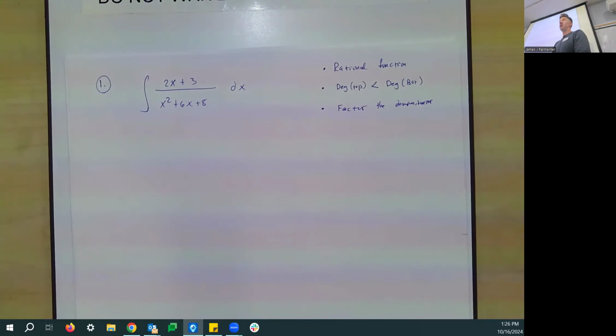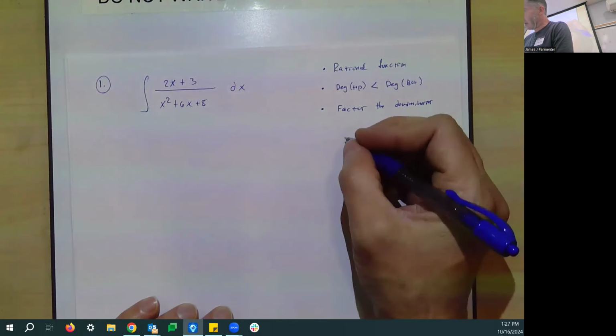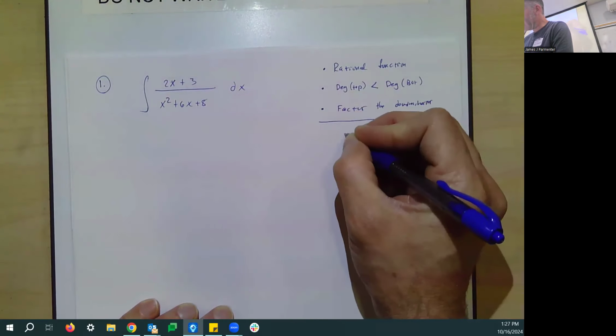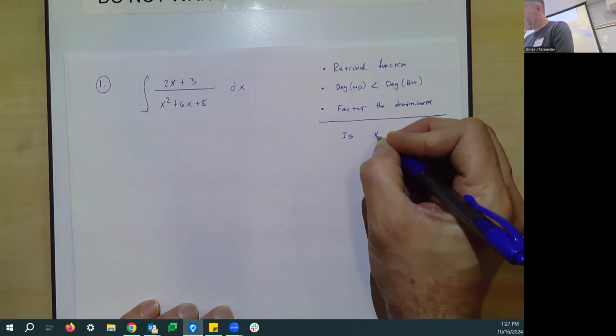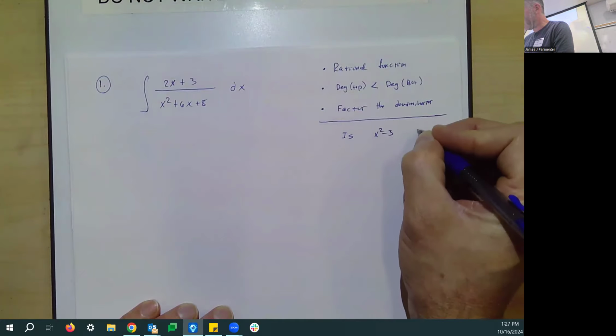So for example, if your denominator is something like x squared plus 3, that doesn't factor. I'm going to use factor real loosely here, though, because factor is a term filled with lots of regret. I'm going to ask you all a question that has an unsatisfying answer. At least it might, in your opinion. Is x squared minus 3 factorable?